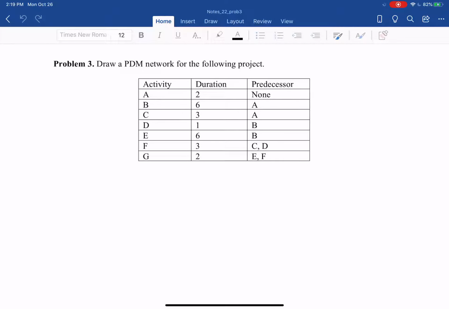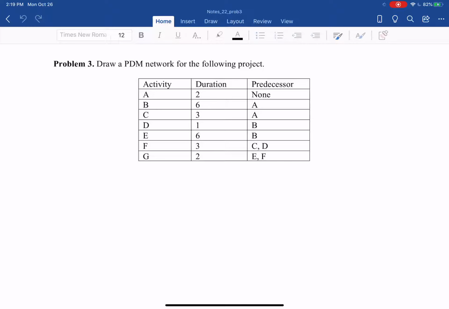Problem 3. Draw a PDM network for the following project: PDM, precedence diagramming method, or activity on node, AON. The information for this problem is the same as problem 1, which asked you to determine the project schedule with the activity on arrow, AOA, or arrow diagramming method, ADM. In problem 1 of today's lesson, you determined that the project duration is 16 days. If we do this correctly with the PDM network, we should determine the same project duration of 16 days.